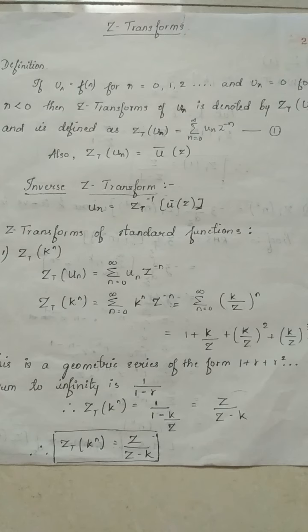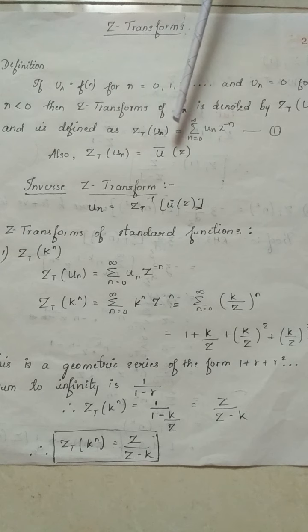If un is a function for discrete values of n equal to 0, 1, 2 and so on, and un is equal to 0 for n less than 0, then Z transform of the function un is defined as Z transform of un is equal to summation n is equal to 0 to infinity un z raised to minus n. So this is Z transform of function un.